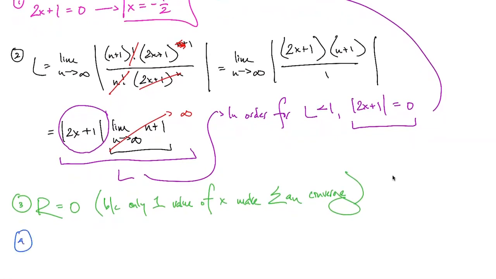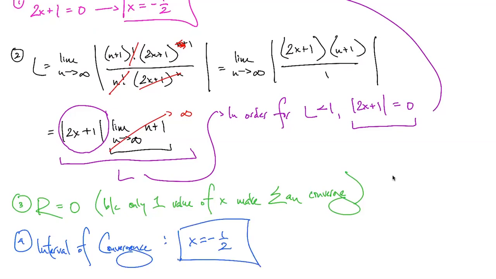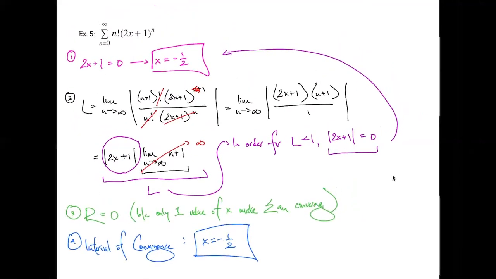So if we were to write an interval of convergence, we wouldn't really have one. We would just say that the only value is x equals -1/2, because the radius is 0, so there's no interval. It's just a single value, x equals -1/2. Okay.